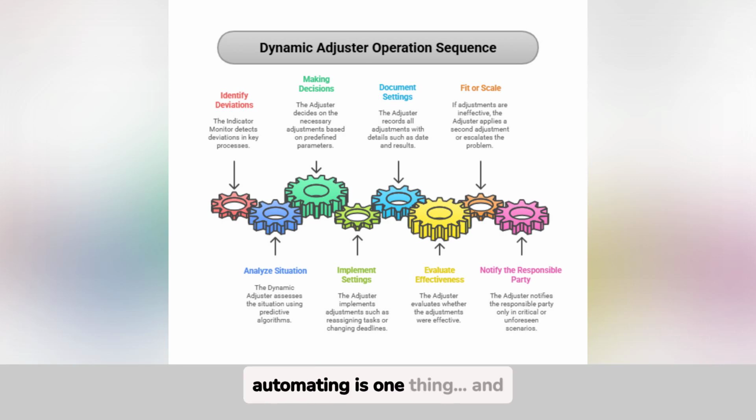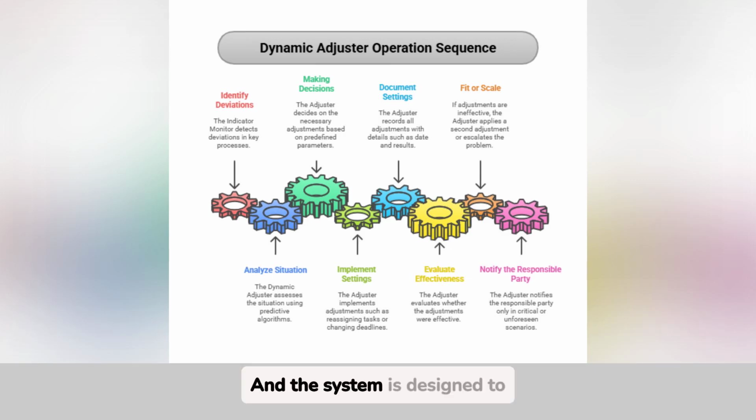Because automating is one thing, and losing control is another. And the system is designed to do just that. Automate without losing control. You're still the decision maker, but you don't have to micromanage. The adjuster is responsible for maintaining the course in real time, allowing your leadership to remain strategic. And do you document what changes?